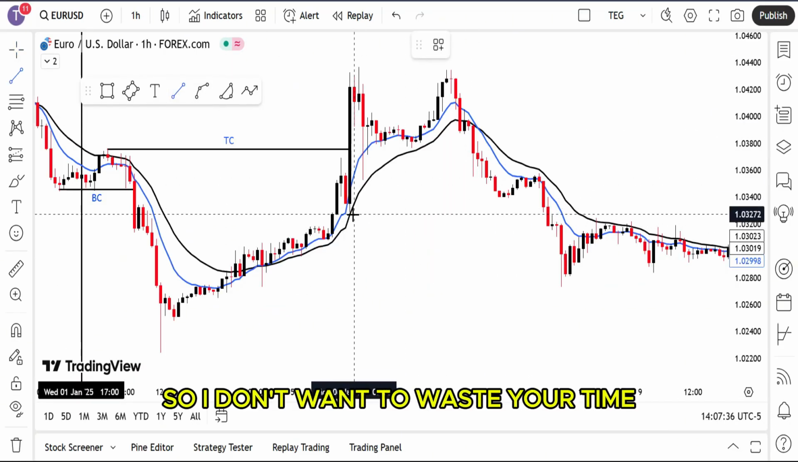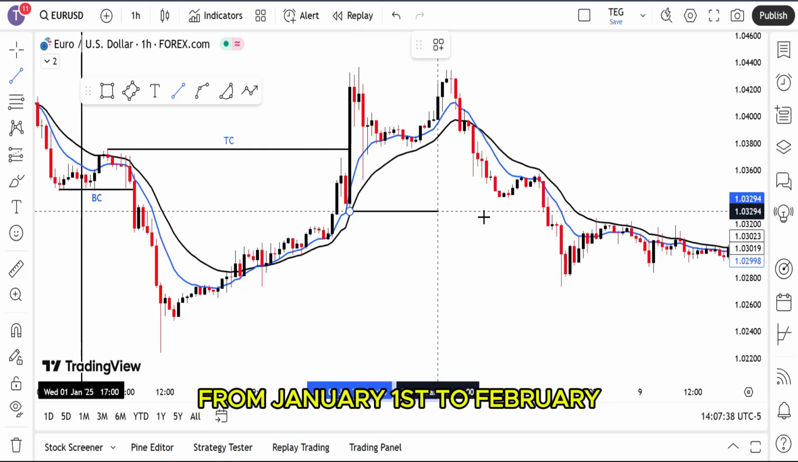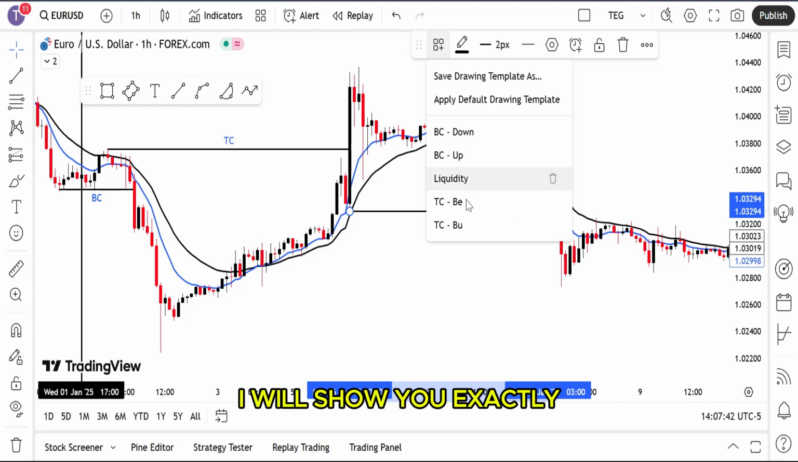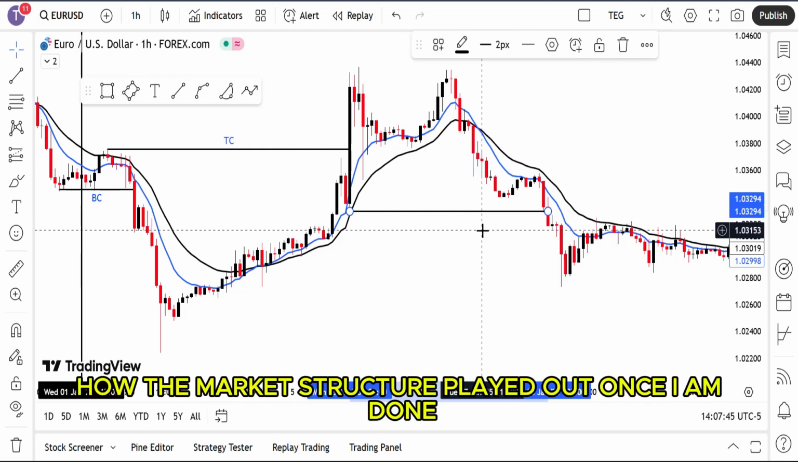So, I don't want to waste your time. Let me quickly mark the swings from January 1st to February on the EUR/USD chart. I will show you exactly how the market structure played out once I am done.